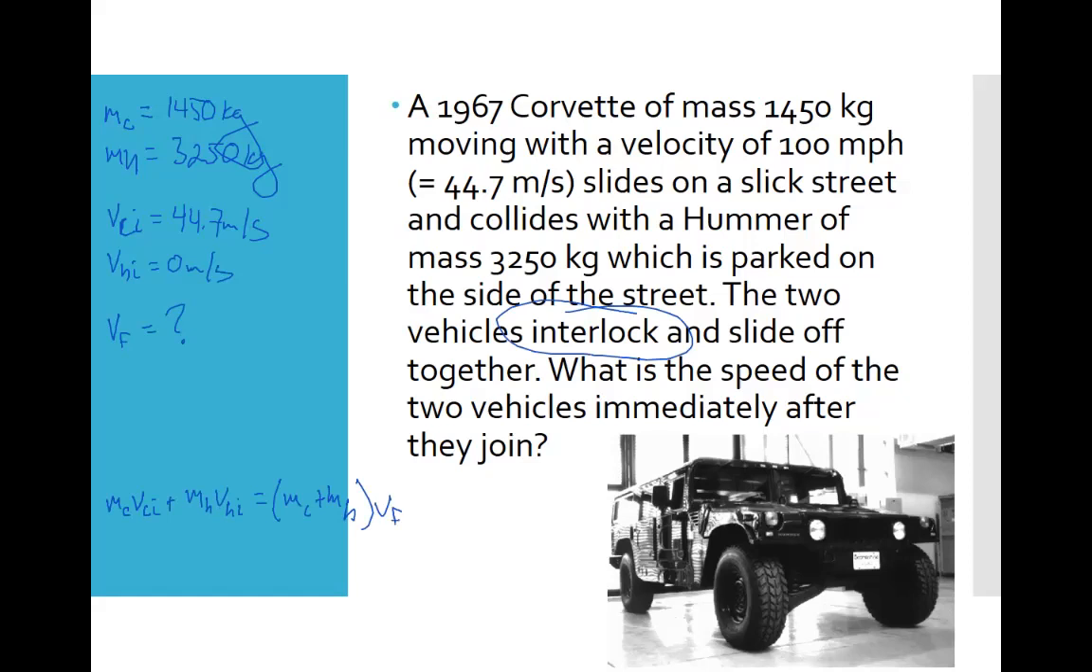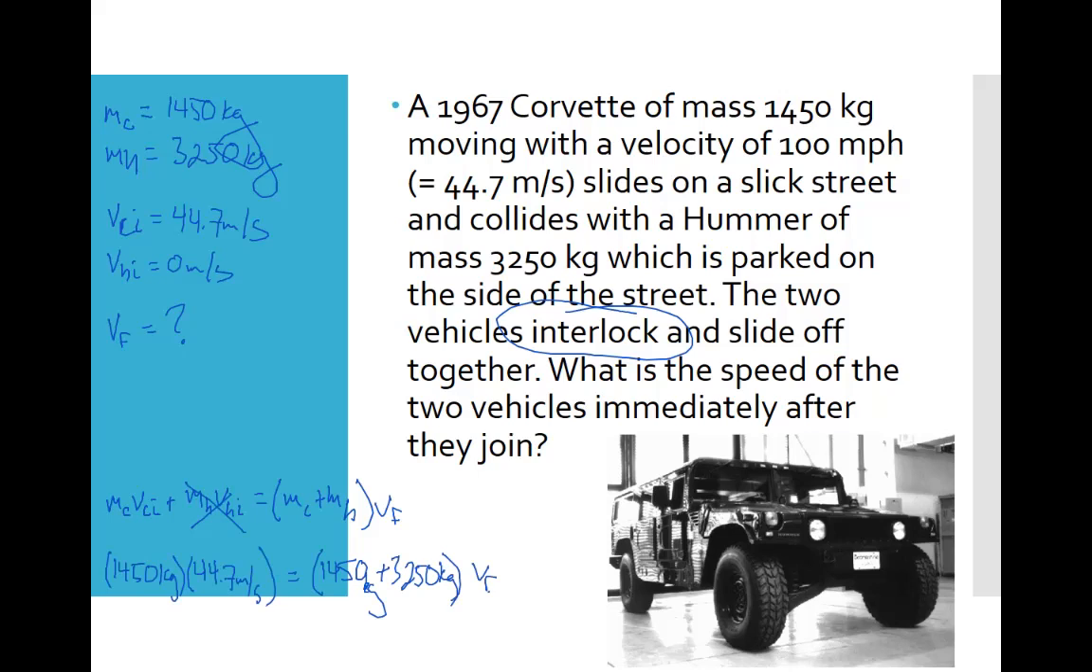So we can go ahead and know that this is 0. So this one we can kind of ignore here because it has 0 initial velocity. And so what we're really starting with is the 1450 kilograms of the Corvette times its initial velocity, 44.7 meters per second. And that will equal the combined 1450 plus 3250 kilograms from both, times V final.